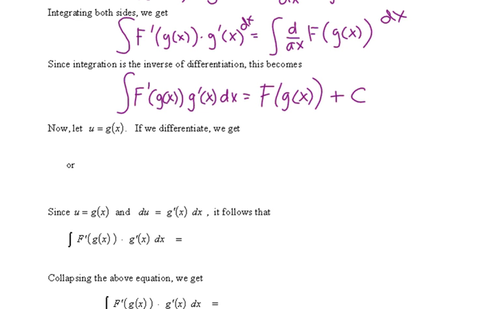Okay, so now we're going to use substitution. We're going to let u equal g of x. So what this will look like then is f prime of u times u prime.